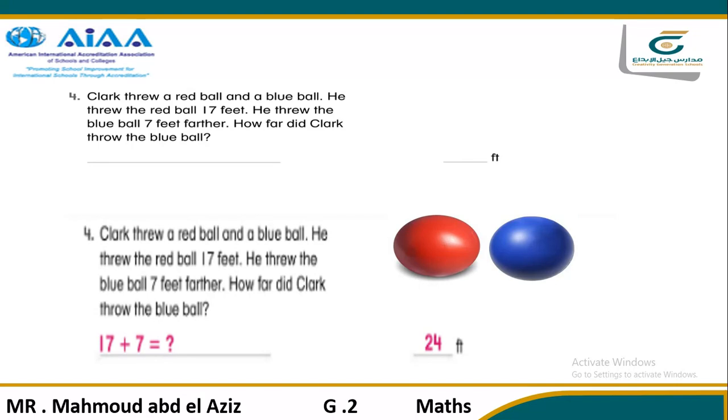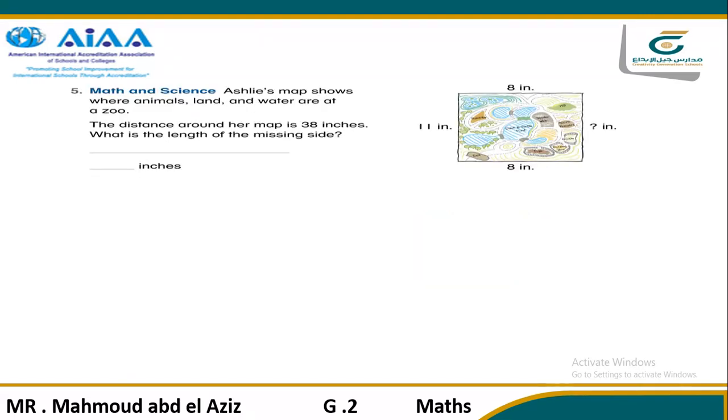So 17 plus 7 equal what? So we'll start from units. 7 plus 7, which equals 14. You write 4 and carry up 1. So 1 plus 1 equal 2. So our answer here will be 24 feet. Another question.